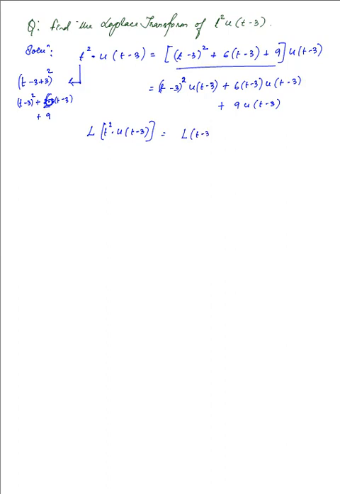So this is the Laplace transform of (t minus 3) whole squared times u of t minus 3, followed by the Laplace transform of, well, the 6 can be kept outside, 6 times (t minus 3) times the unit function of t minus 3, and then finally we keep the 9 outside and the Laplace transform of the unit function of t minus 3.